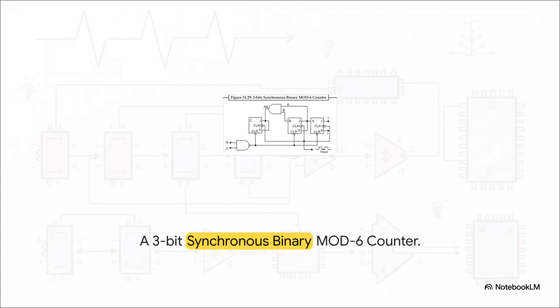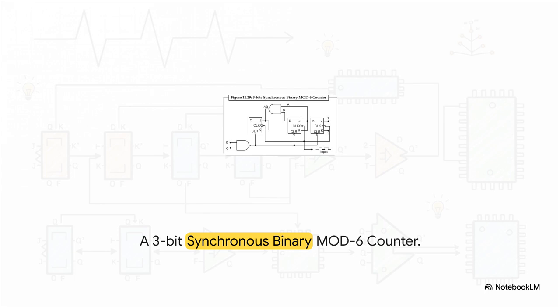Now, what's really interesting about this is how we can easily manipulate normal binary counters to count to whatever number we want. Think about it. A standard 3-bit counter naturally has 8 states, counting 0 to 7. But what if we just need a mod 6 counter, counting 0 to 5? Easy, we just use logic gates.